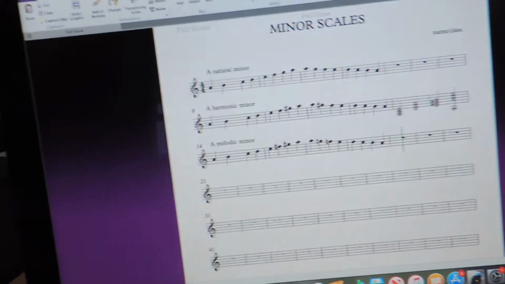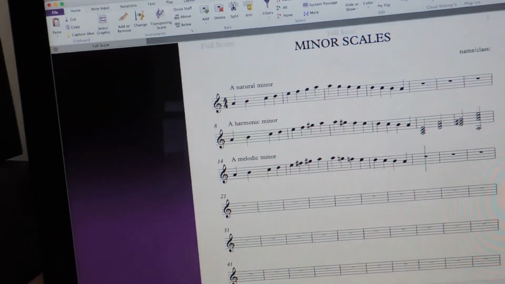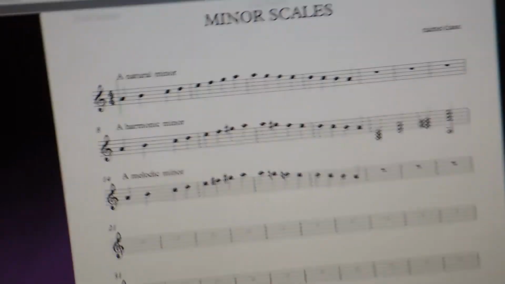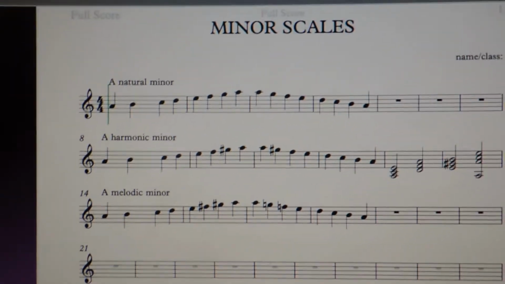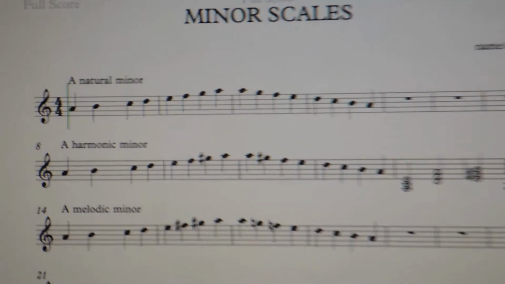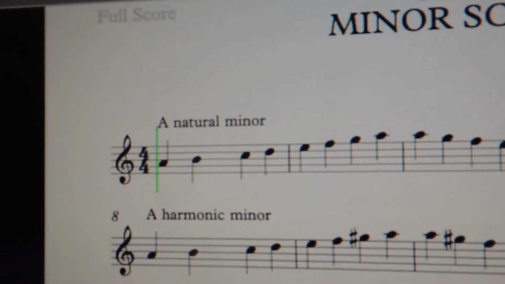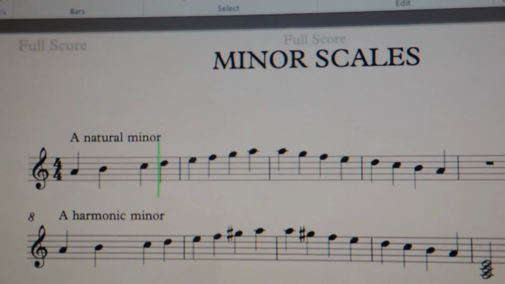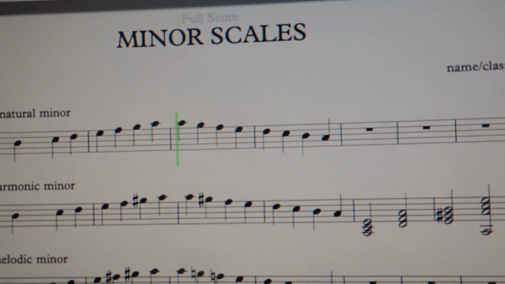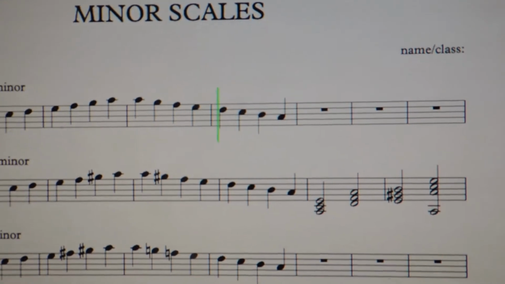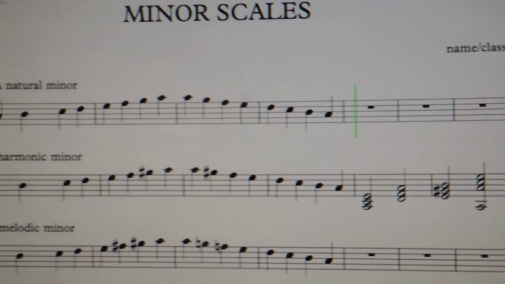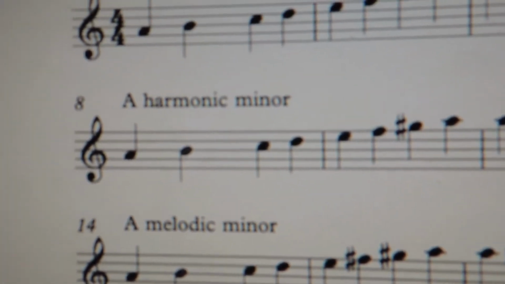I'm going to work through this PDF that I'm sending you with your homework, so make sure you look at that as we do this. This is the Sibelius program. The first scale I'm going to do is the A natural minor. A to A with no sharps and flats. The next one is the A harmonic minor.